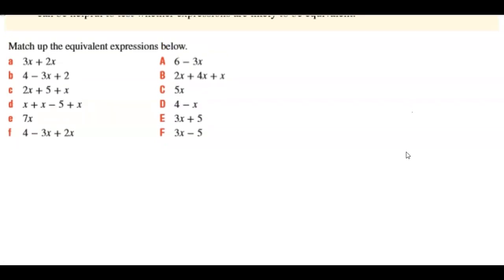So let's look at A first. We've got 3x plus 2x. Now we can add them together. When we add expressions, they have to have the same pronumeral part. Whatever x represents is going to be the same here as what it is here. So you could say we've got 3 lots of x here and 2 lots of x here. How many lots of x do we have in total? We have 5 lots of x. So this is matched with C.